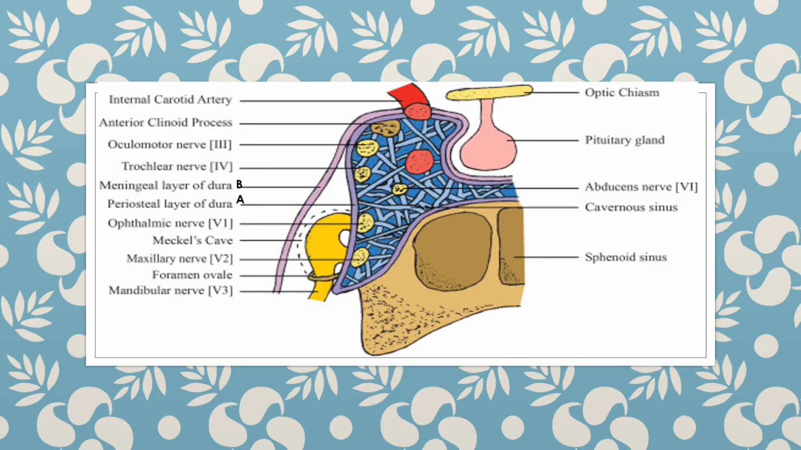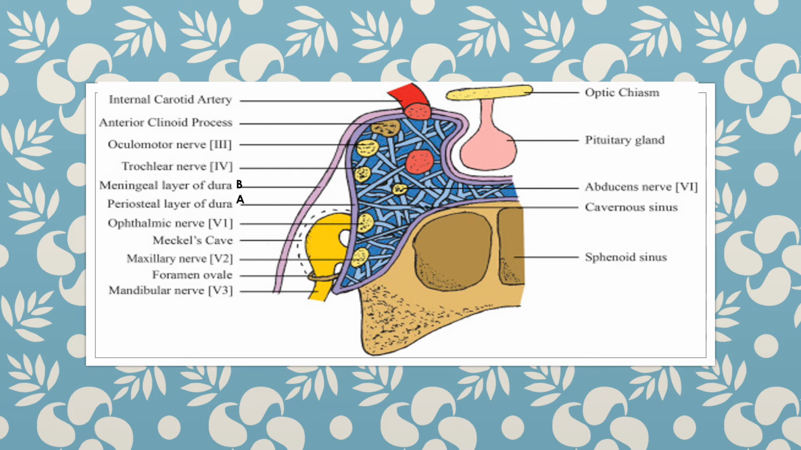And how does this cave form? This is the formation of Meckel's cave. You can appreciate here the periosteal layer of the dura mater, denoted as A. See here, on the medial side of this dura mater, you can see the cavernous sinus that is present on both sides of the body of the sphenoid, and also the pituitary gland. I am telling you this to know where these things are located, where Meckel's cave is going to form.